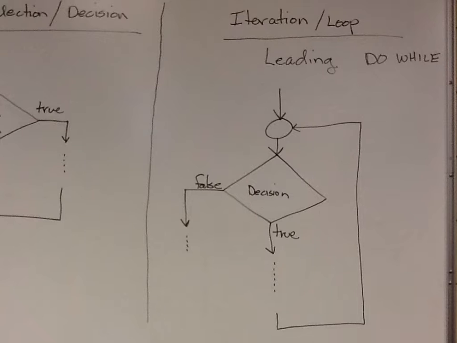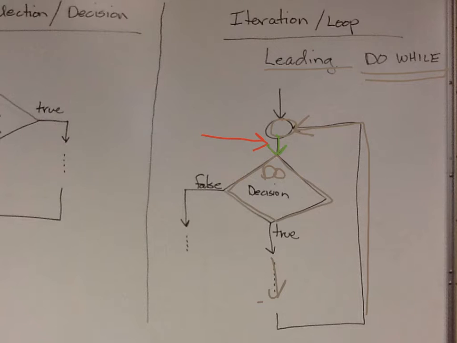Next one's an iteration. Iteration, we have a connector, and then we decide if we're going to keep looping or not. We make a decision. This is a leading decision called a do while. And so we do while the decision is true. We go down, do the work, and then we come back up to the connector and back in. There are no processes between there and there. That might seem simple today, but you'll be surprised later on you'll want to put some processes in there.